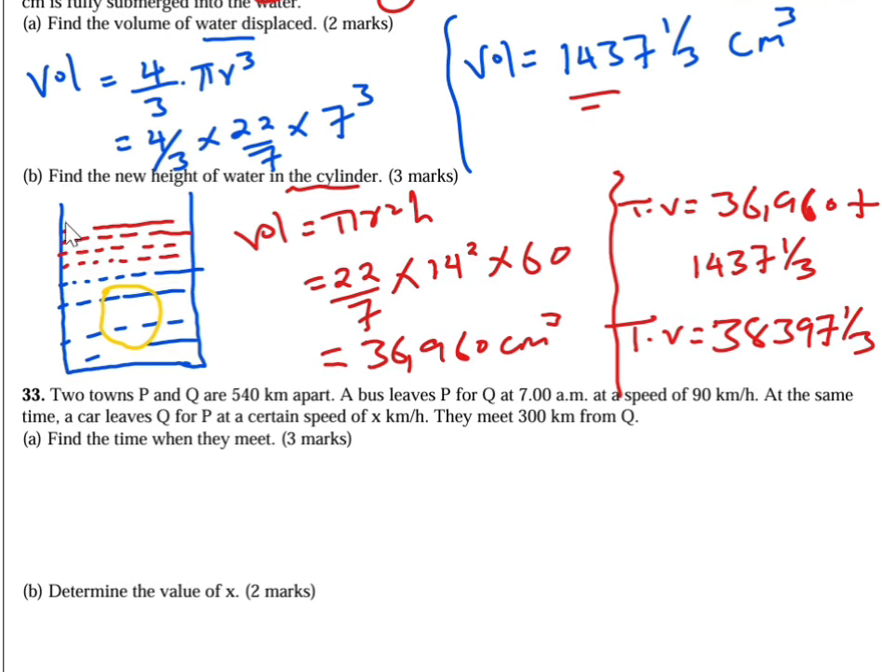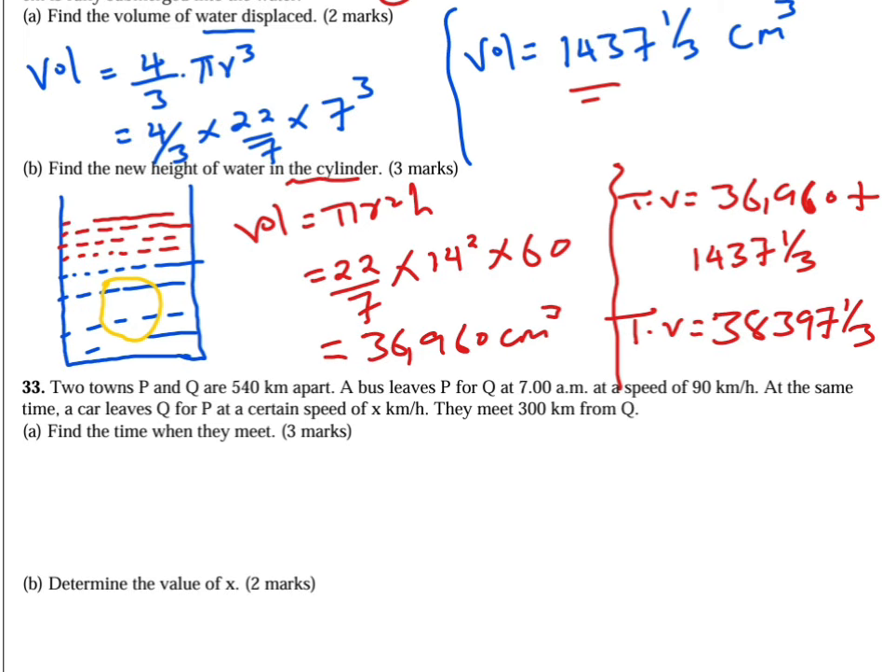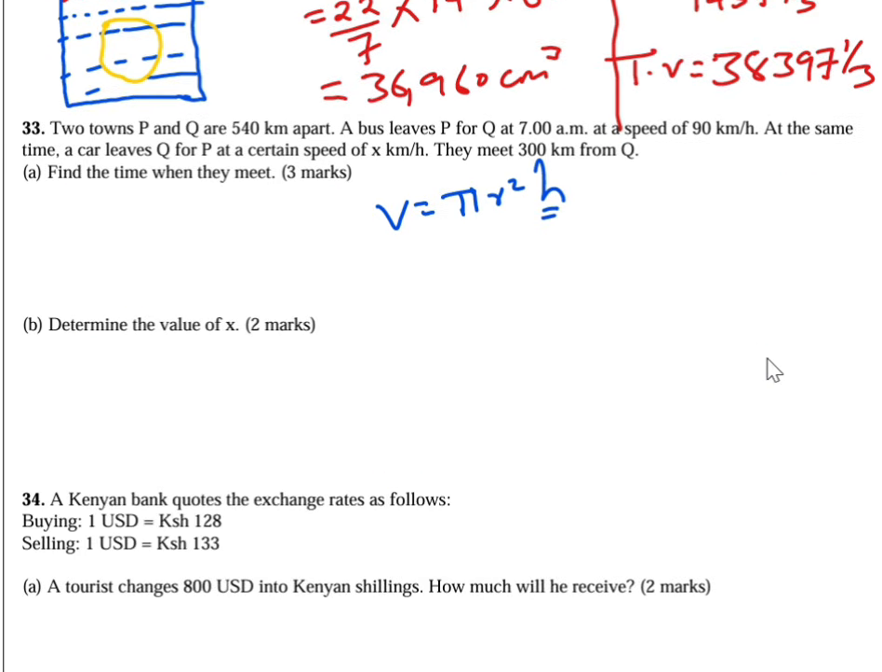But that is not the answer. Now you want the new height. Remember, the cylinder is the same. And what is the volume of a cylinder? Volume is equal to pi r squared h. The cylinder is the same, meaning the radius is the same. What has changed? The height. And the volume here now is all of this. So we're going to equate to get the height. We put 38,397 and 1/3 is equal to 22 over 7 times the radius of the cylinder, which remains the same, 14 squared, multiplied by our height.